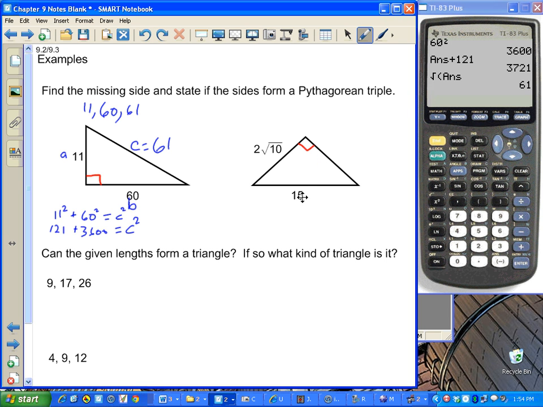Here's my right angle. Here's the side that's across from it. So this is C, this is A, this is B. So I need 2 square root 10 squared plus B squared equals C squared, so 15 squared. Now, when you see this, you're squaring this. And remember, squared is just taking it times itself. So I'm going to have 2 square root 10 times 2 square root 10.